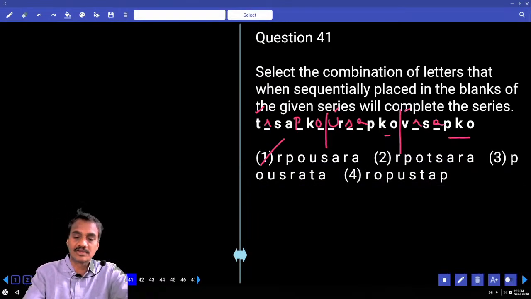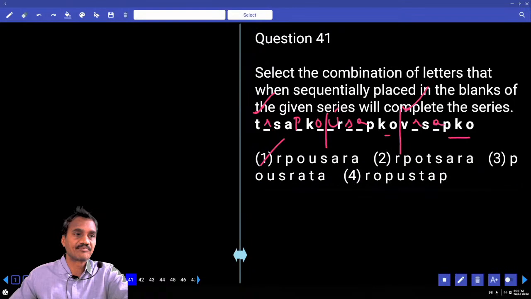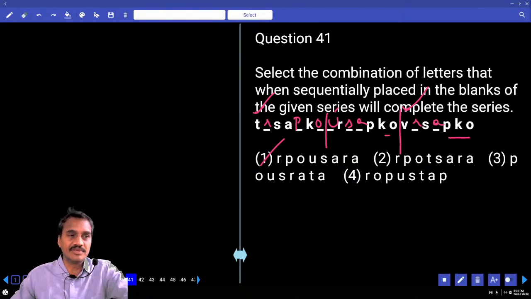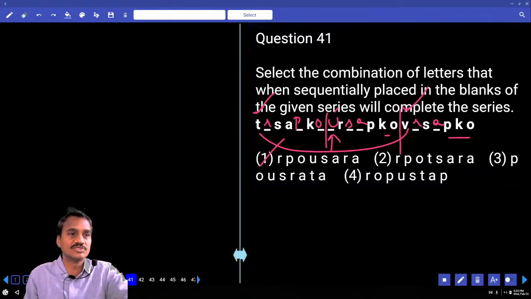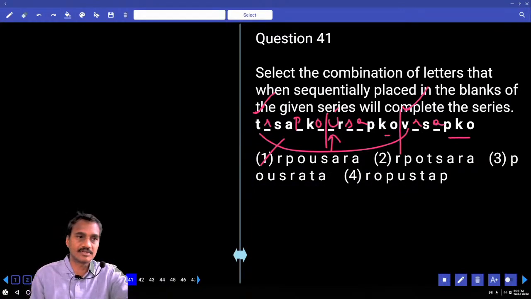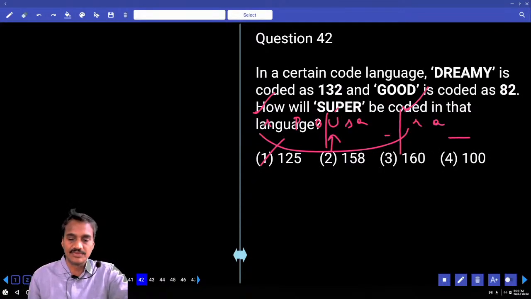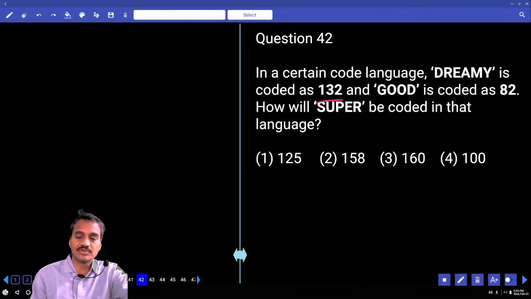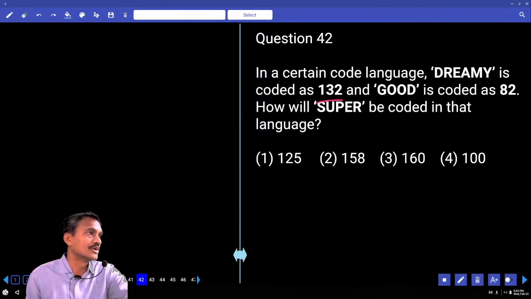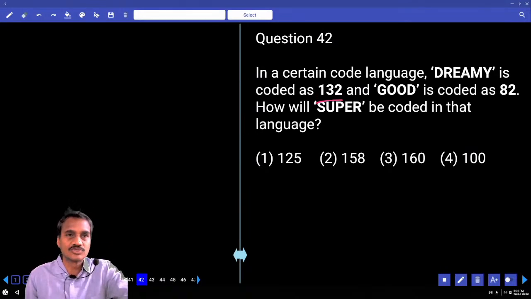R. Here T is there, here V is there. Which letter is missing? Check the first letter. T and V, and one letter is missing. What should be that letter? U is that letter. T, U, V, W and so on. Clear? And 41. So far the same sequence used to repeat. Here one of the letters is increased by 1. Then the next one, dreamy. The code given to the word dreamy is 132. Now 132 is neither a square nor a cube.